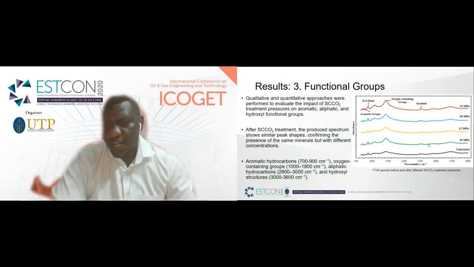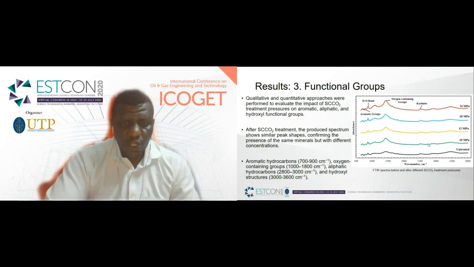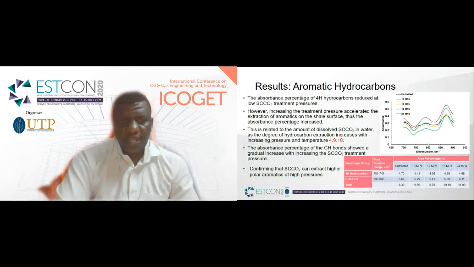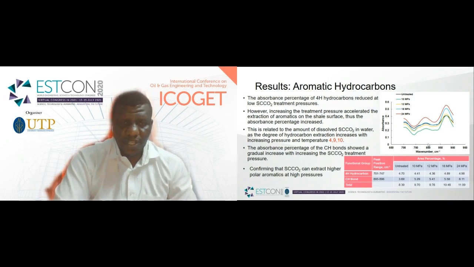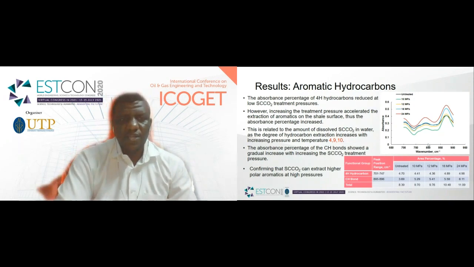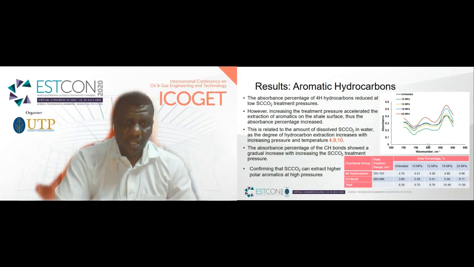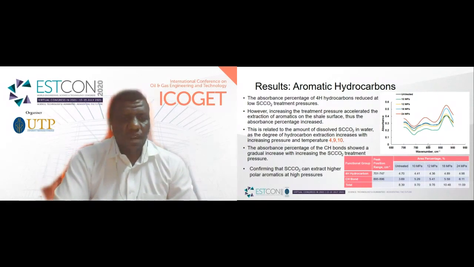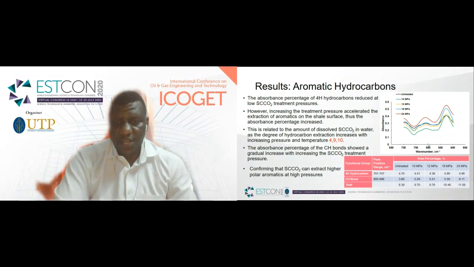We divided the FTIR spectra into 4 regions to study the aromatic hydrocarbons, oxygen-containing groups, aliphatic hydrocarbons, and the hydroxyl structure. The aromatic hydrocarbons shown on the right show that the aromatic hydrocarbons reduced at low CO2 treatment pressures. However, increasing the treatment pressure accelerated the extraction of the aromatics on the shell surface, thus the absorbance percentage increased. This is related to the amount of dissolved CO2 in water, as the degree of hydrocarbon extraction increases with increasing the pressure and the temperature.